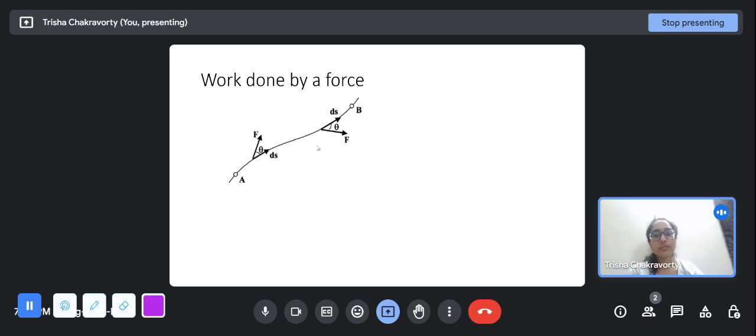The work done by a force, as we have studied in plus 2 as well, is this: if a force acts on a body that moves along this path AB, and ds is the direction of motion at each point, ds is a differential displacement. Then the work done will be the integral of F dot ds from the initial point to the final point. So if we go from A to B, it will basically be F ds cos theta, integrated from A to B because at every point theta is changing.